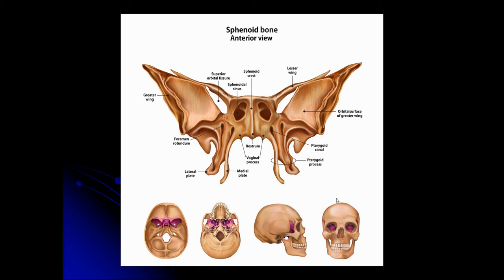Well, when you look at this bone, again, it looks like a bug. It looks like a moth or a butterfly. And if you think about a moth or a butterfly, they have a body, they have antennae, they have wings, and they have legs. And you should be able to see all those things in this picture.